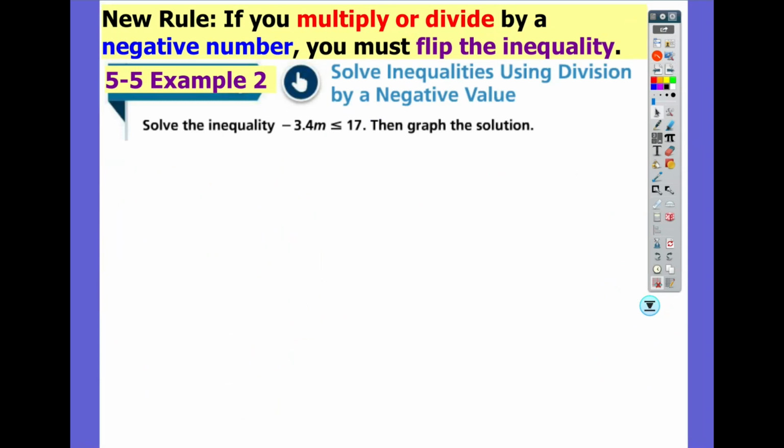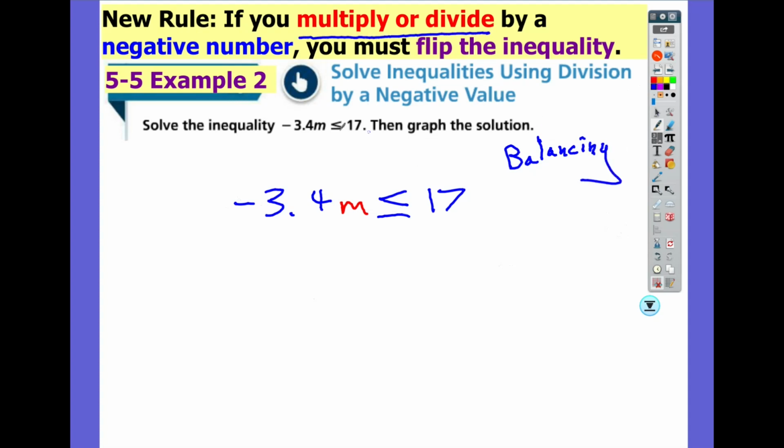So I'm going to start with 5.5 example 2. Again, if you feel like you need more bolstering on this, just go through that PDF. There's more worked out examples than the ones I'm doing. So let's take the inequality negative 3.4m, and I'll color code our m, is less than or equal to 17. So what I'm going to do here is go about this normally, just balancing this out, but I'm going to keep in mind my rule that if I multiply or divide by a negative number, I have to flip the inequality.